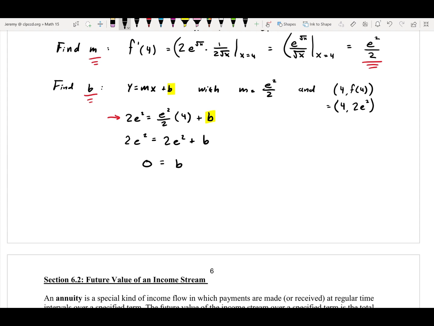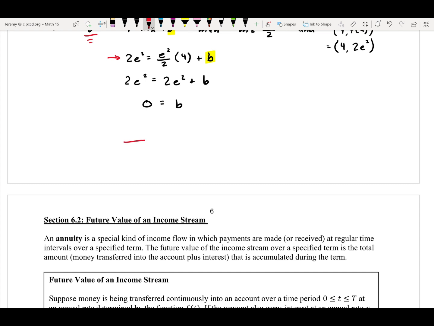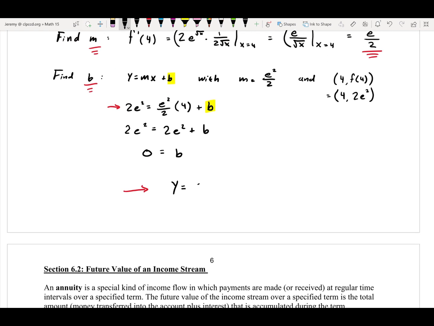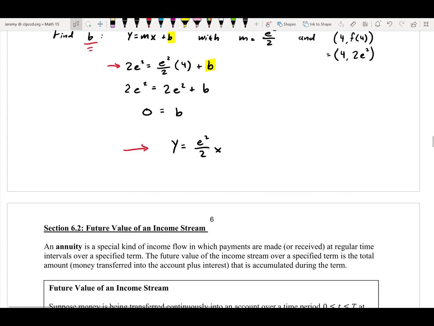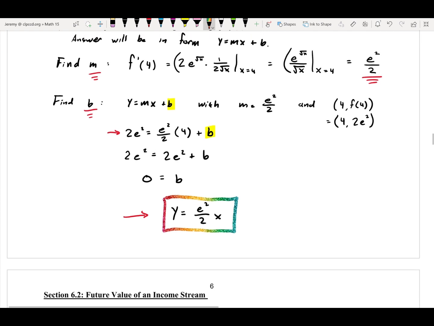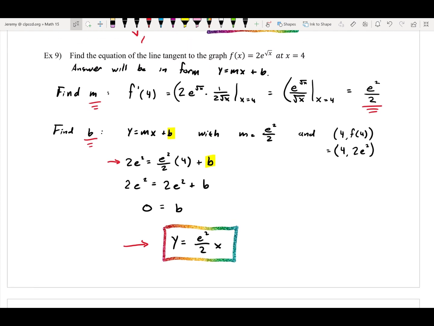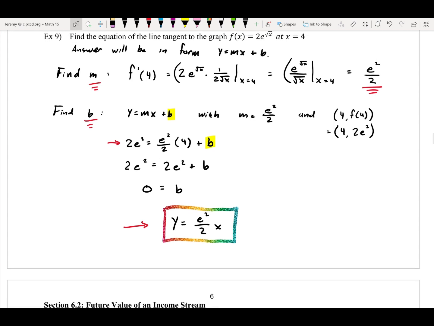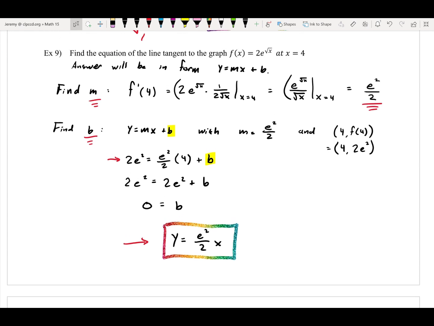That's kind of nice. So now finally, my equation will be y equals mx plus b, where m is e squared over 2, so y equals e squared over 2 times x plus b, which is 0. So this is it. That is my equation for the line tangent to the graph of f of x equals 2e to the root x at x equals 4. So I'll box that up and I'm done.